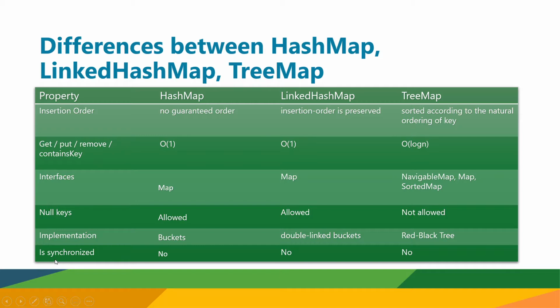And the last one is synchronized. All of HashMap, LinkedHashMap, and TreeMap are not synchronized. This can be considered as a similarity. So if you want a synchronized map, then you have to go for ConcurrentHashMap or any other maps that are provided by different libraries.